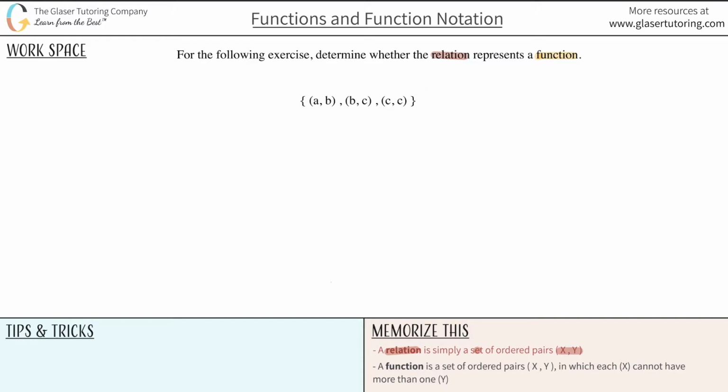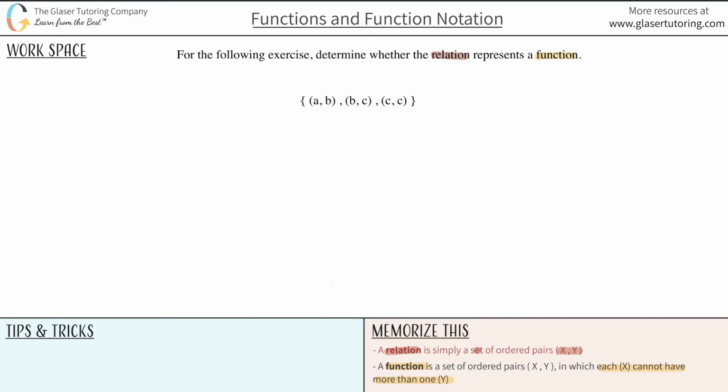Now, further, in order to identify what a function is, we can look at the definition, right? A function is a set of ordered pairs x, y, meaning it's a relation, except there is this extra condition in which each x cannot have more than one y, all right? So each x cannot have more than one y.